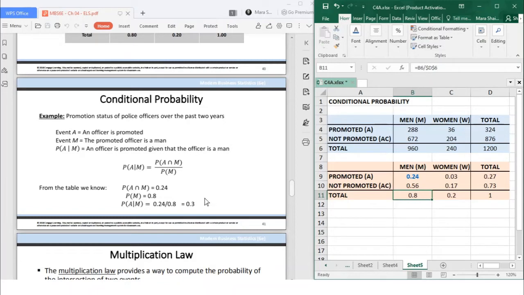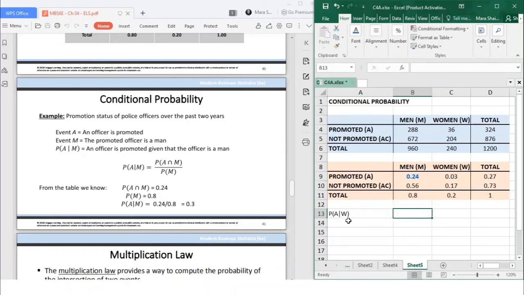Now, let's try to get the probability for women. Now, the probability for our women has a different statement. So, the probability that you will be promoted, the probability of A given that you are a woman. That is what this statement means. So again, the probability of A given that you are promoted given that you are a woman.